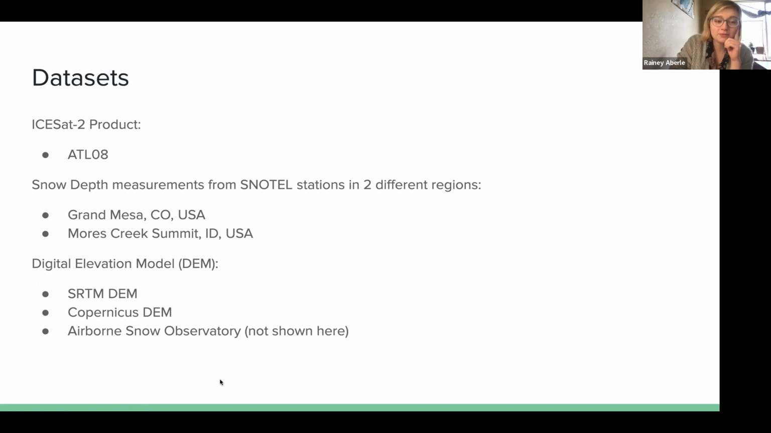So we looked at Grand Mesa in Colorado and Moores Creek Summit in Idaho, because we knew that there were validation observations or ground observations of snow. And then we chose somewhat ambitiously, I would say, a few different DEMs, one of them being SRTM, and the other is Copernicus, and folks also worked on the Airborne Snow Observatory data set, but we didn't have a chance to compare those to ICESat-2. Next slide.